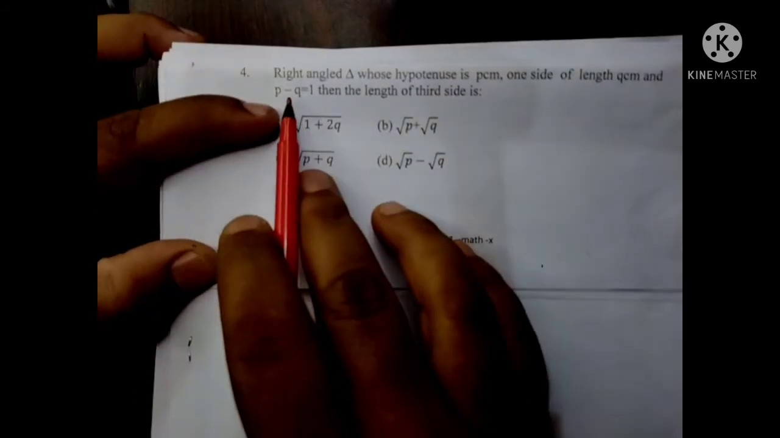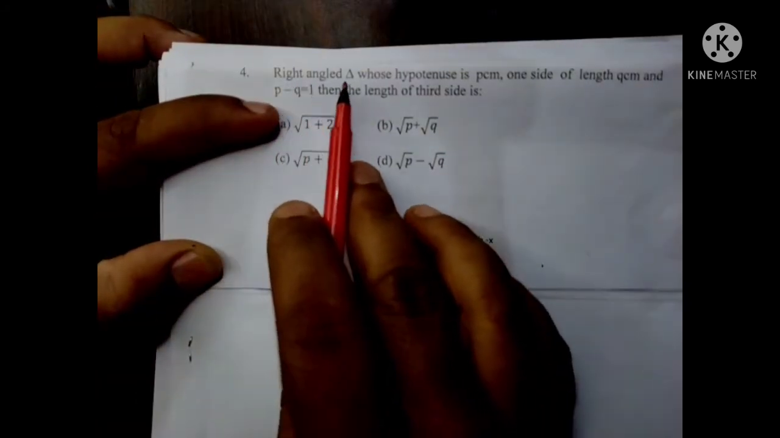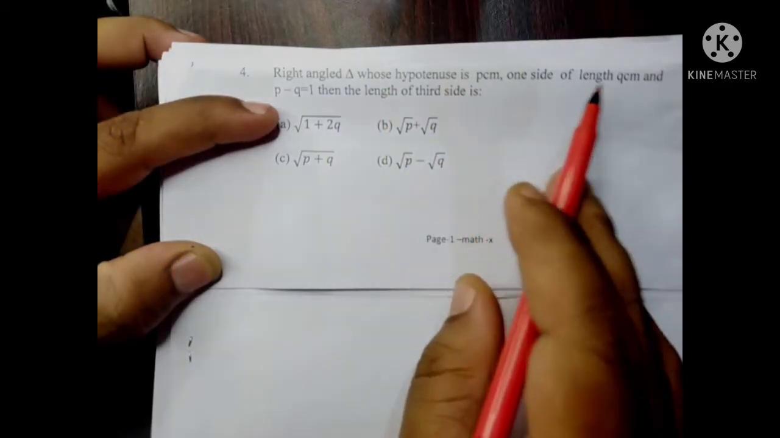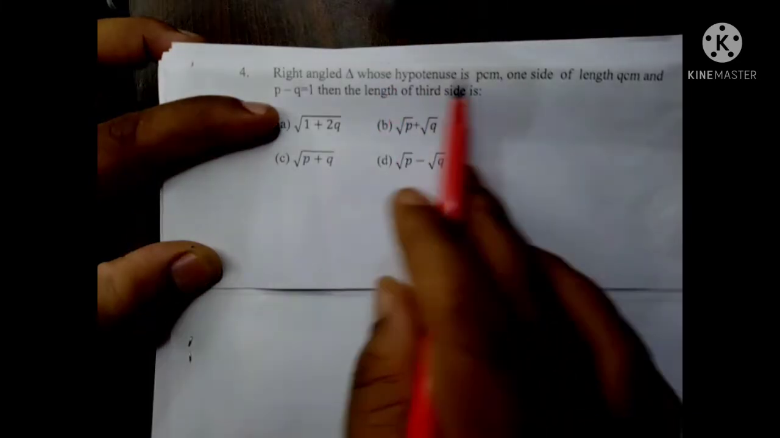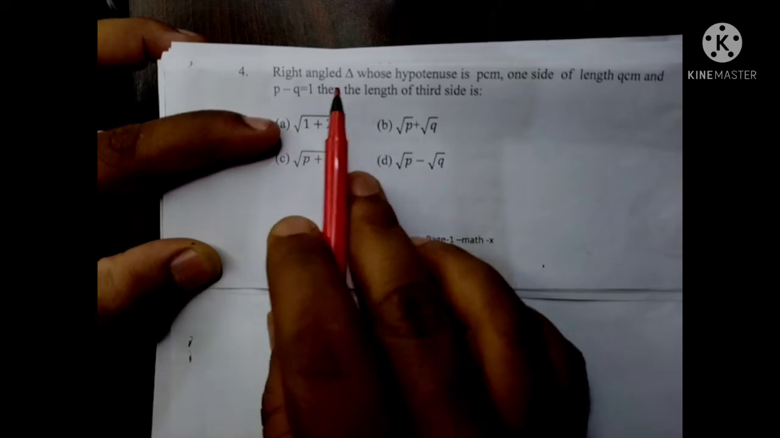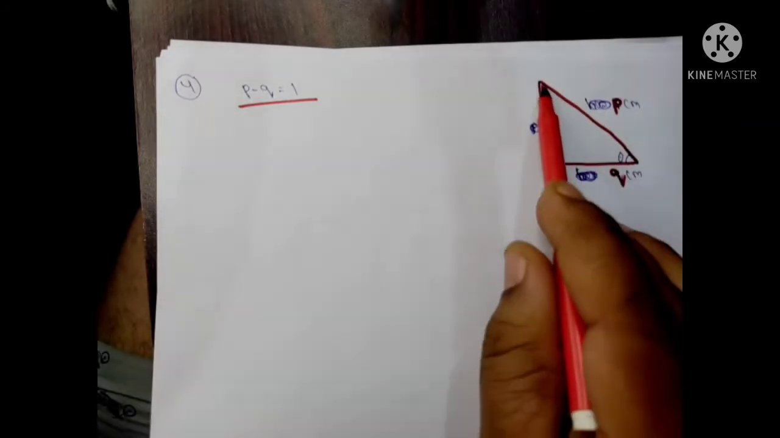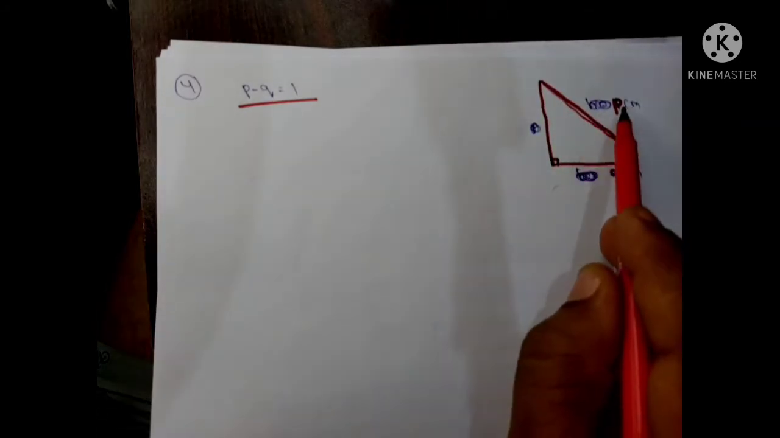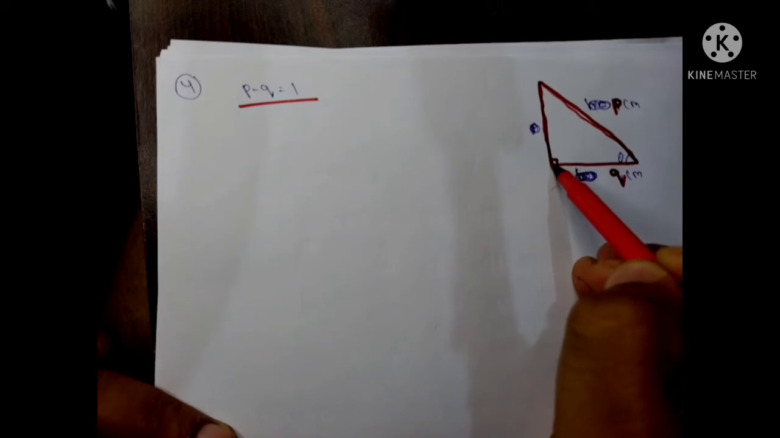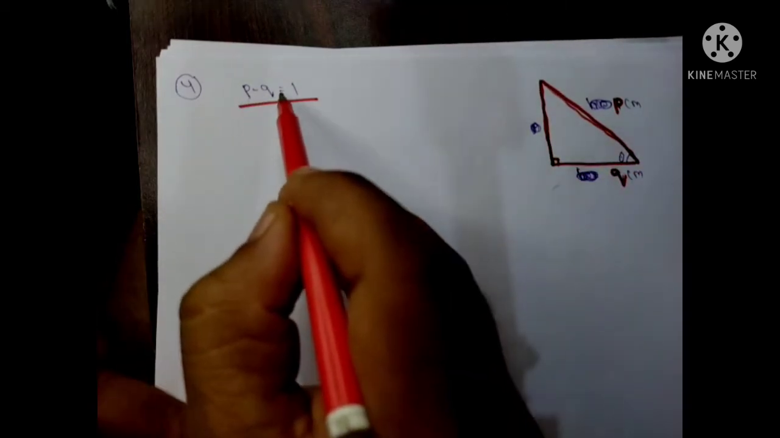Now the question number 4 is, in a right angle triangle whose hypotenuse is P centimeter and one of the side other than hypotenuse is Q centimeter, and it is also given that P minus Q is 1, then we have to find the third side. So look here, it is a right angle triangle, this is the right angle, so this is the hypotenuse whose length is given by P centimeter, and one of the other two sides is Q. We have to find the length of this side.